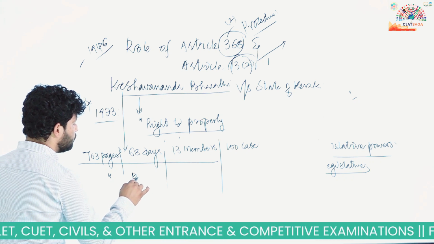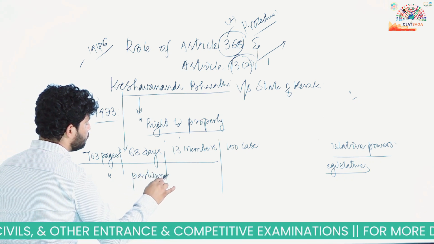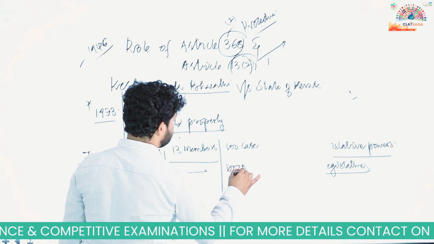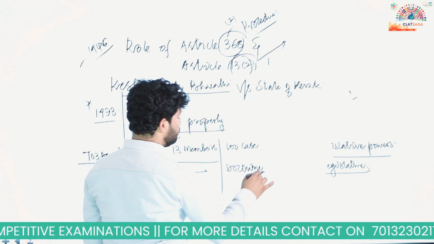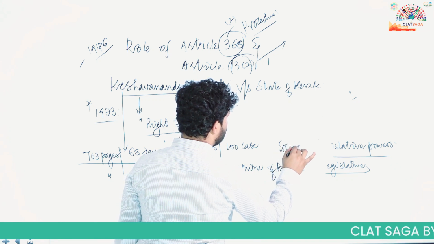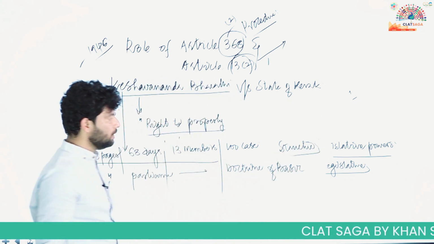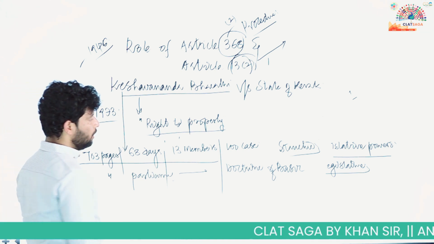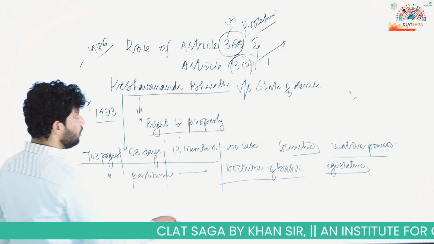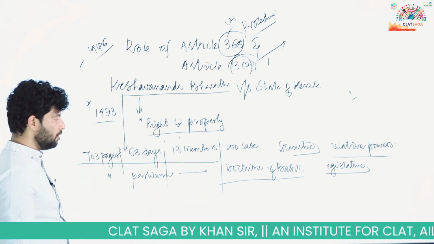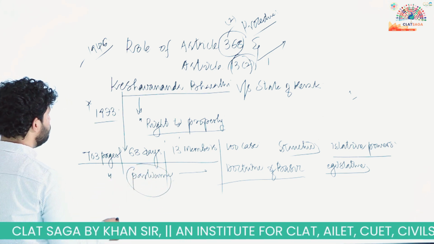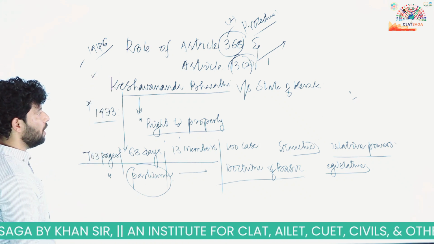In the Keshavananda Bharati case, the Supreme Court of India held that Parliament has authority, but it should be under the consideration of the Doctrine of Basic Structure. Here, Doctrine of Basic Structure means what? Without disturbing the original provisions of the Constitution of India, Parliament can amend any provision including fundamental rights. This was the judgment given in the Keshavananda Bharati case.